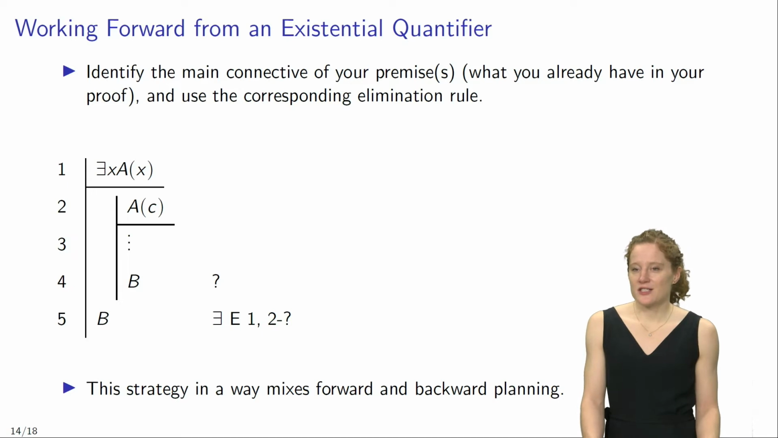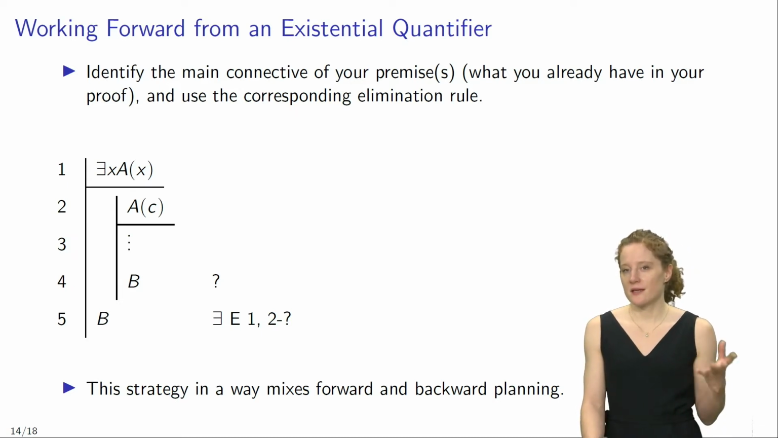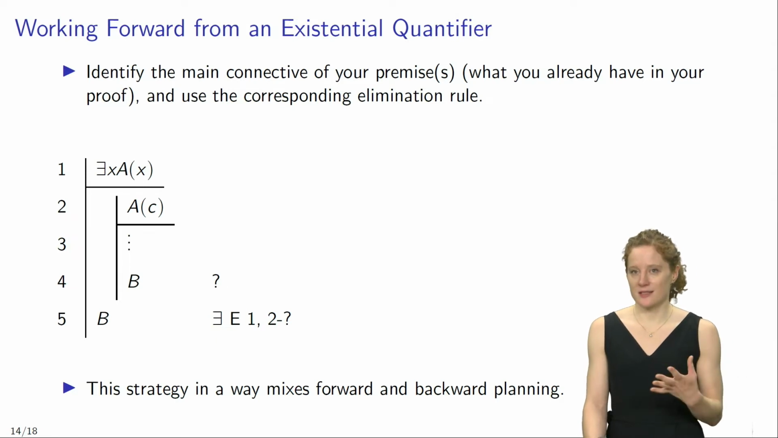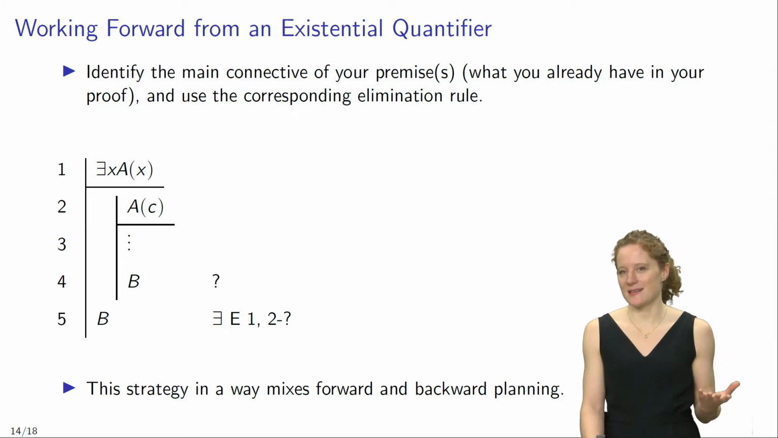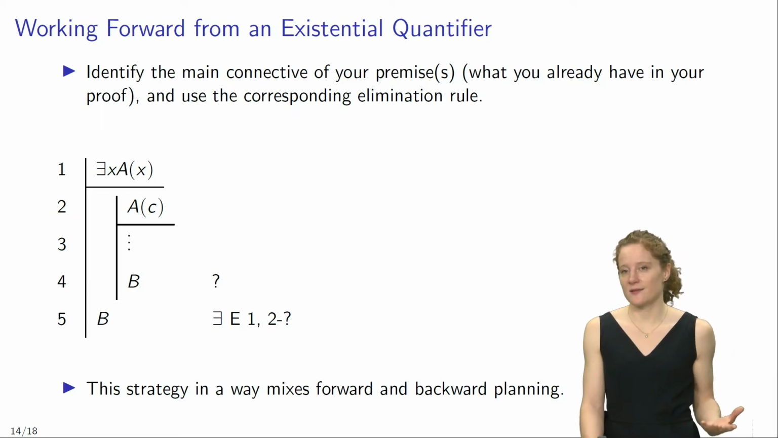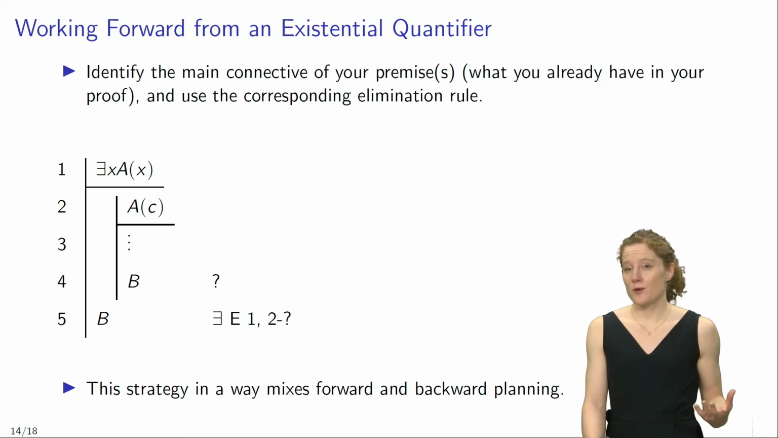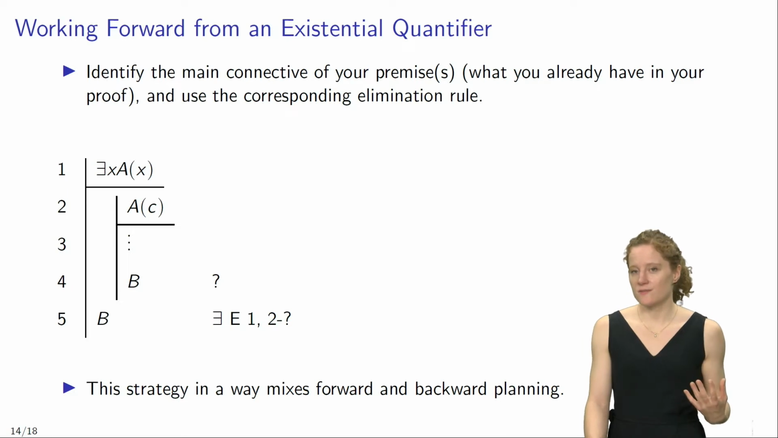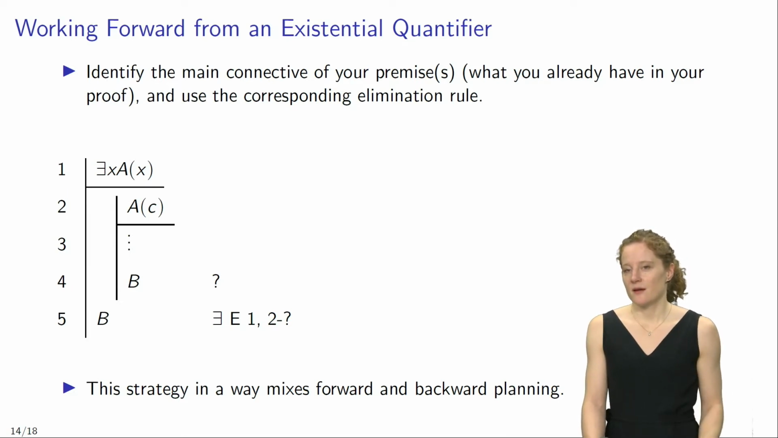Now, this strategy in a way mixes forward and backward planning. We first look at our premises, which in this case include an existentially quantified sentence, which suggests to us that we should use existential elimination. But then we also look at our conclusion, in this case B, in order to figure out what we want to prove using existential elimination.